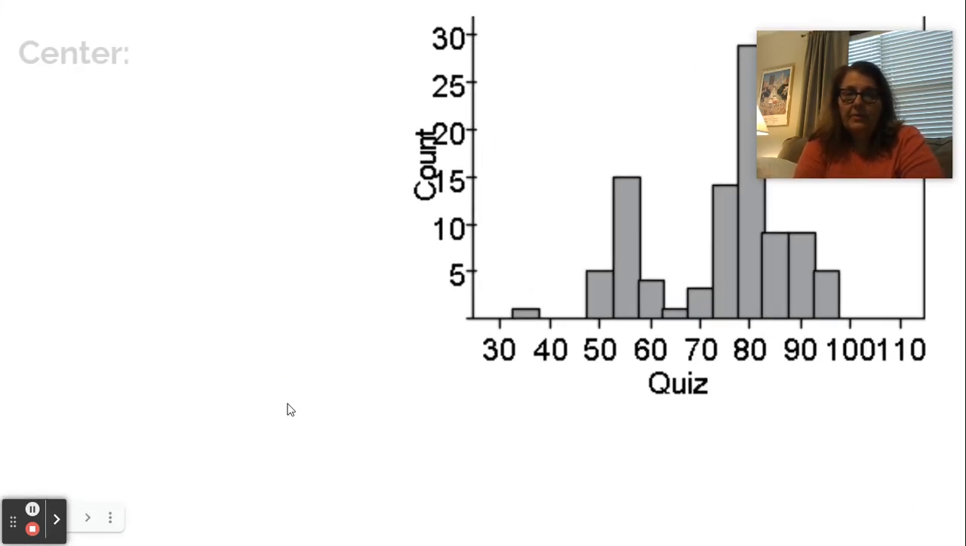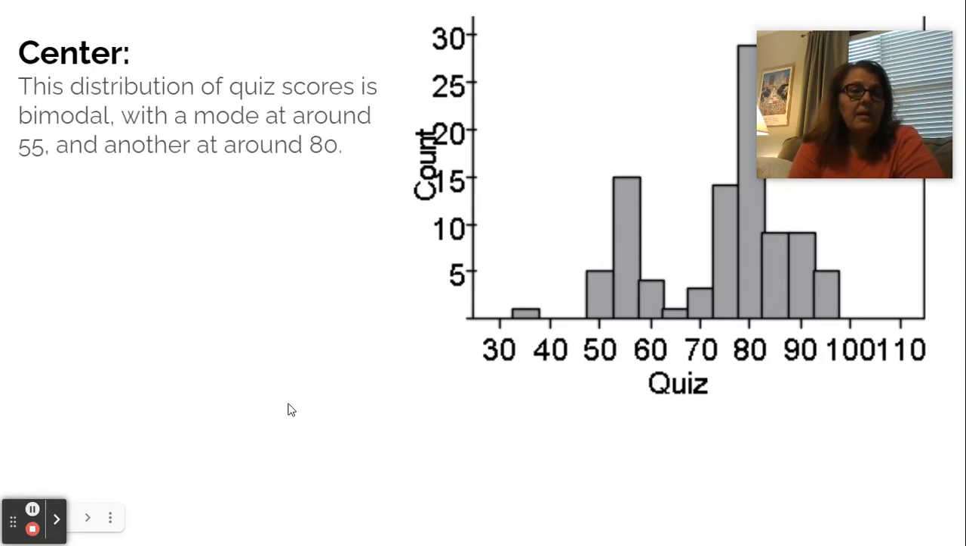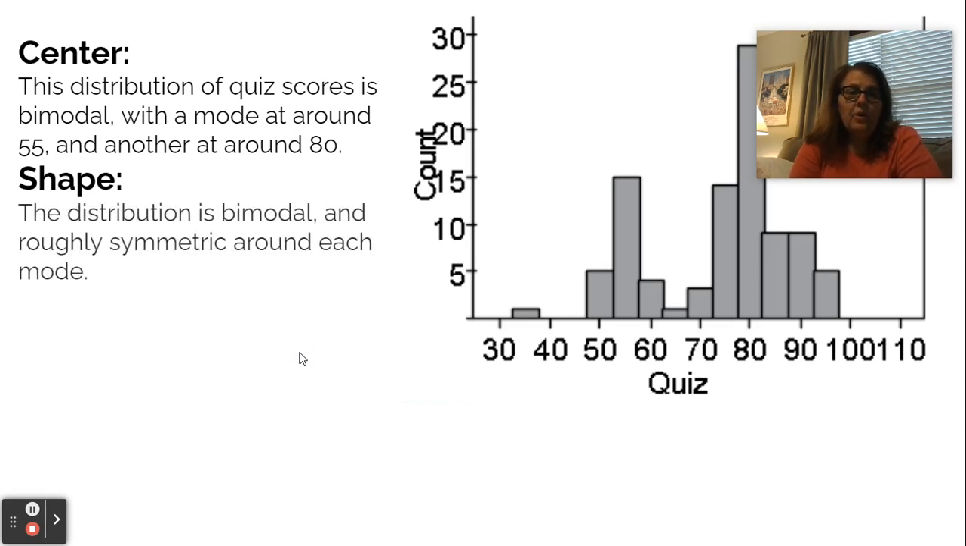So if we want to talk about the center, we would say the distribution of quiz scores is bimodal, with a mode at around 55 and another at around 80. Okay. And then, next thing is the shape. Now, in this case, because it's bimodal, we can say the distribution is bimodal and roughly symmetric around each mode. Okay. So now we're going to talk about the spread.